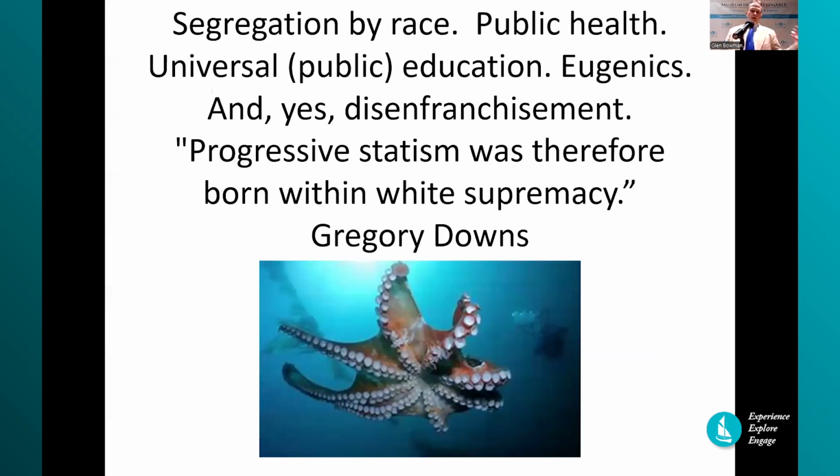One-party state. Now, these former students at UNC, their platform in shaping North Carolina included, and I have a picture of an octopus because I want to make sure that the tentacles were everywhere. It was encompassing. It wasn't just about politics. This included segregation. This included public health changes, eugenics, which was actually fairly big in this area due to the publication of the Independent newspaper. The editor was very much center stage on that. As historian Gregory Downs points out, progressive statism was therefore born within white supremacy. That's the case in North Carolina.